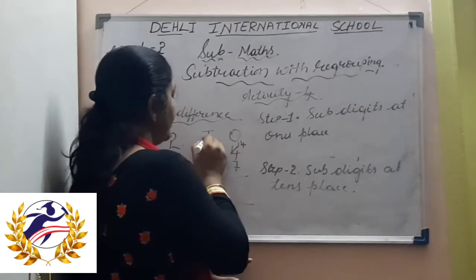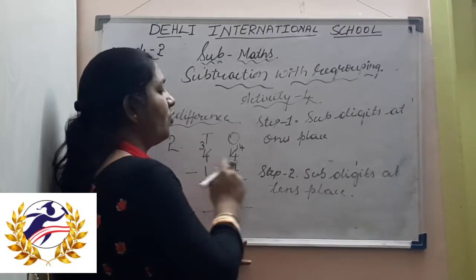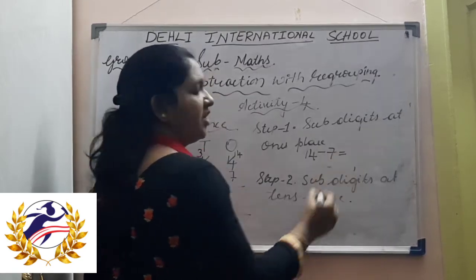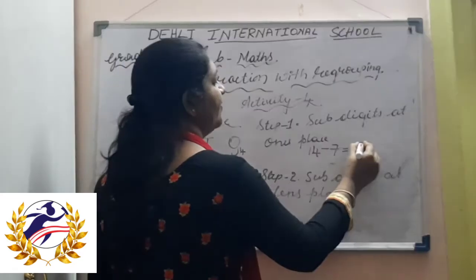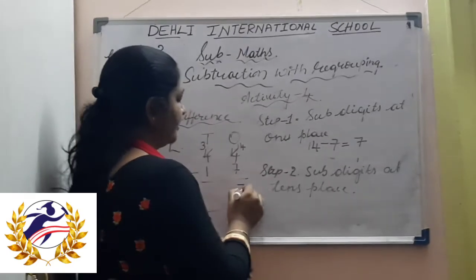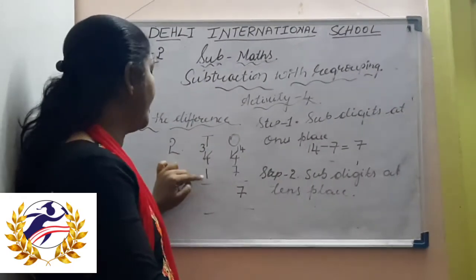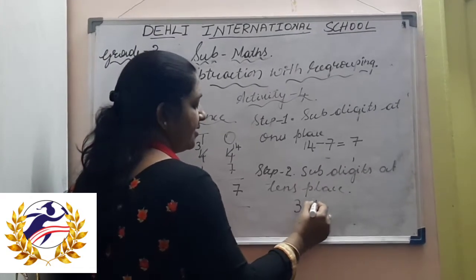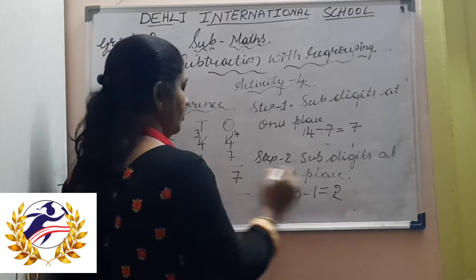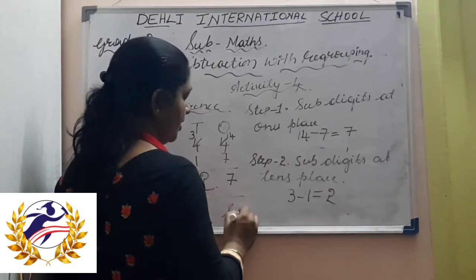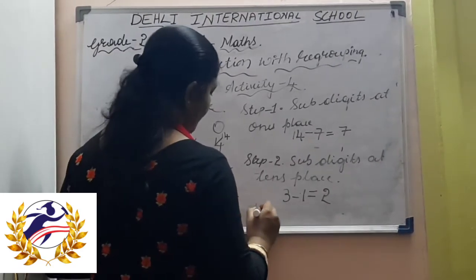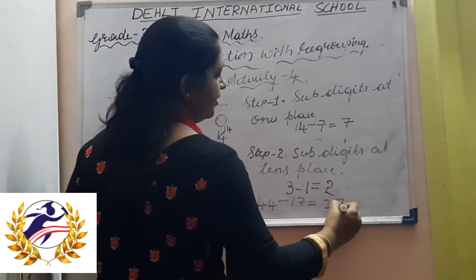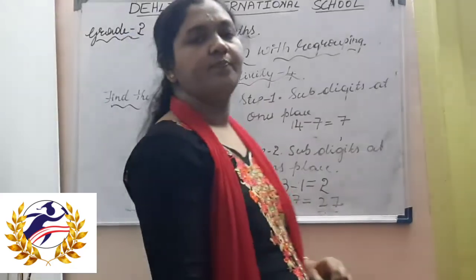Here 3 is left because we took 1 from 4. Here 14 minus 7. How much? 14 minus 7 is 7. Here we will write 7. Here it is 3 and 1. Subtract the digits at the tens place, that is 3 minus 1, that is 2. The answer is 27. So the difference between 44 and 17 is 27. Do you understand, children?